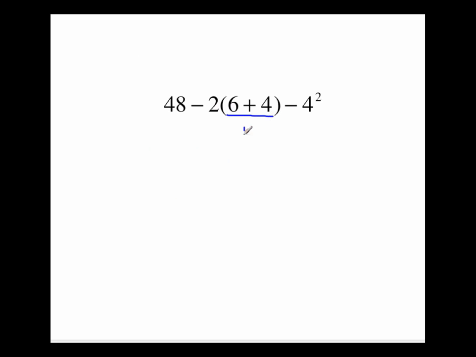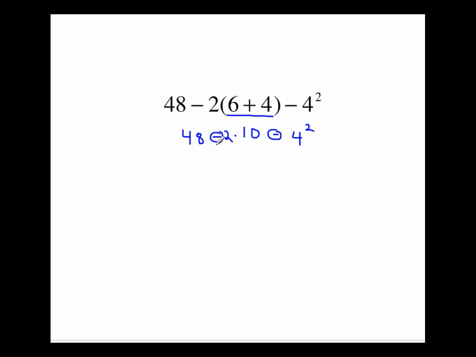Parentheses right there, 6 plus 4 is 10. Rewrite the rest of the problem. 48 minus. Now that 2 in front of the parentheses means 2 times. Put a dot there to remind you of that. Also, once we've gotten rid of the parentheses, if we circle the minus, we have separated out our problem.